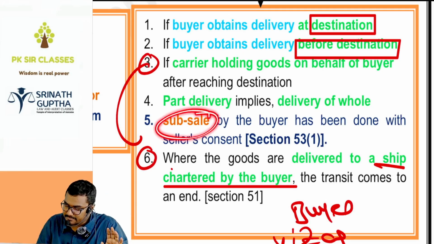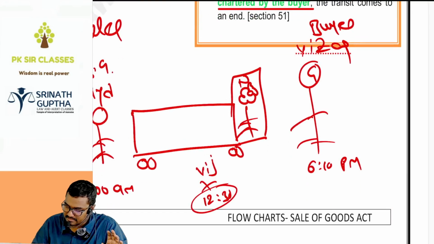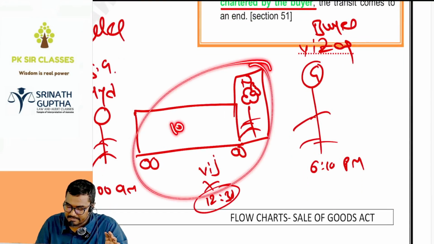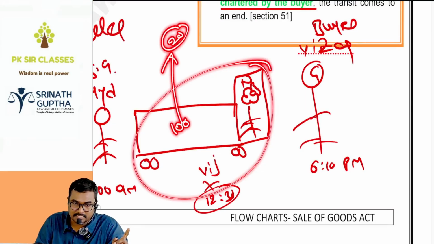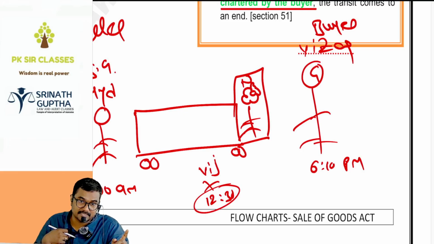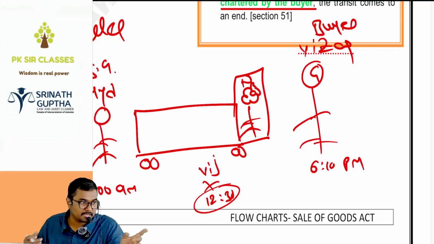Part delivery is deemed to be delivery of the whole. When a subsale is made by the buyer with the consent of the seller, when the lorry is in Vijayawada with 100 bags of rice, the buyer sells 20 bags to a customer with the consent of the seller at 10 o'clock. At 12 o'clock I came to know that he became insolvent. Can I exercise this right? Yes, only on 80 bags, but not on the 100 bags.